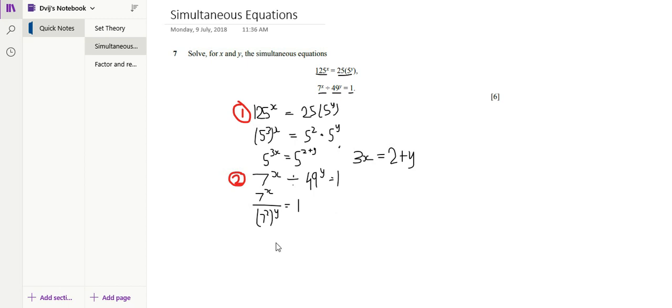So since we're considering 7s here, why don't we go ahead and rewrite 1 as 7 to the power of 0, which is completely true, of course. And then if we once again use our exponential rules, we can say that 7 to the power of x minus 2y is equal to 7 to the power of 0. So naturally x minus 2y is equal to 0 itself.